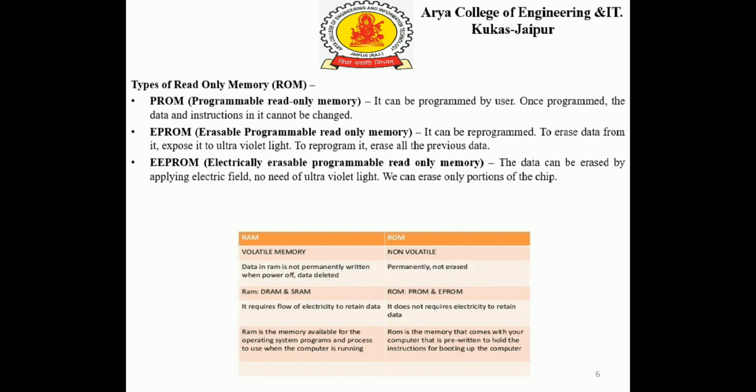RAM requires a flow of electricity to retain data, and in case of ROM it is not necessary. It can retain data without electricity. RAM is the memory available for the operating system, programs and processes to use when the computer is running, which means it is directly in contact with the CPU. ROM is the memory that comes with our computer, pre-written by the manufacturer, and it is used at the time of booting the system.